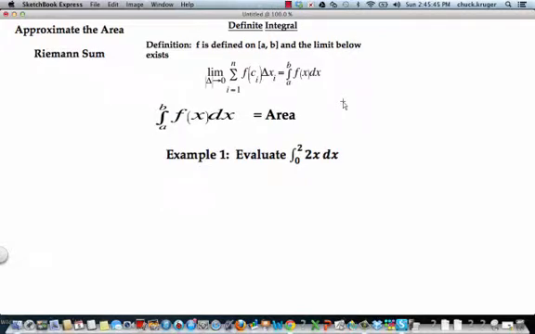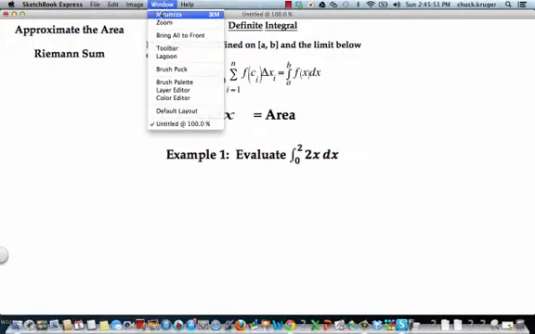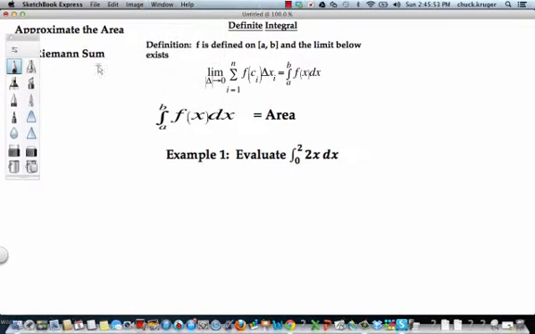First of all, the Riemann sum simply says that if you, oops, guess what? Don't have a brush to write with. All right, let's try this again.